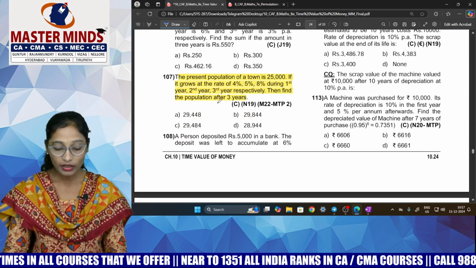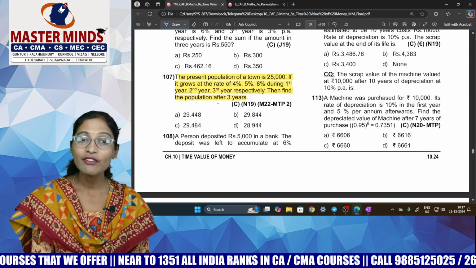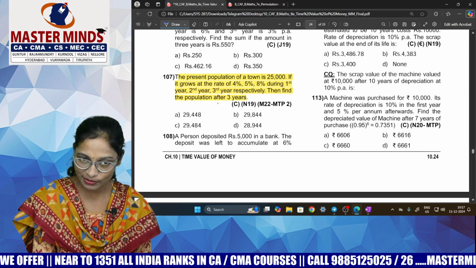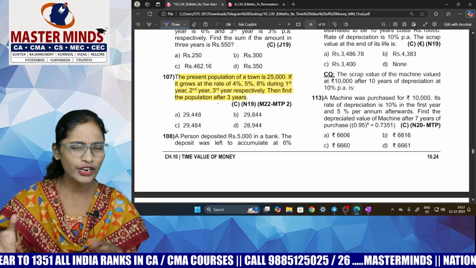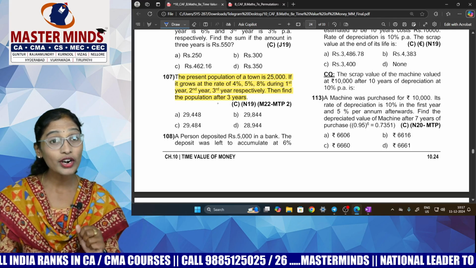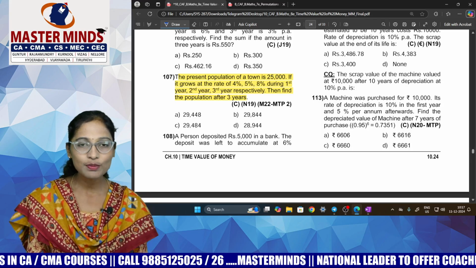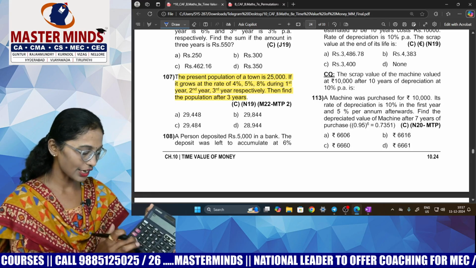నెక్స్ట్ లుక్ ఇట్ 107. If the present population of a town is 25,000, if it grows at the rate of 4%, 5%, 8% during first, second and third years respectively, then the population after 3 years. దీనికి మీకు కంపౌండ్ ఇంట్రెస్ట్ నాలెడ్జ్ కానీ ఏ నాలెడ్జ్ అక్కర్లేదు. ఇట్స్ అ బేసిక్ క్వశ్చన్. దట్స్ వాట్ ఐ వాంటెడ్ టు టెల్ యూ త్రూ దిస్ క్వశ్చన్. ఏమని చెప్దాం అనుకుంటున్నానంటే, సపోజ్ మీ పాపులేషన్ ఆఫ్ ఎ టౌన్ 25,000 అనుకోండి. ఎంటర్ 25,000 ఇన్ యూర్ క్యాలిక్యులేటర్.